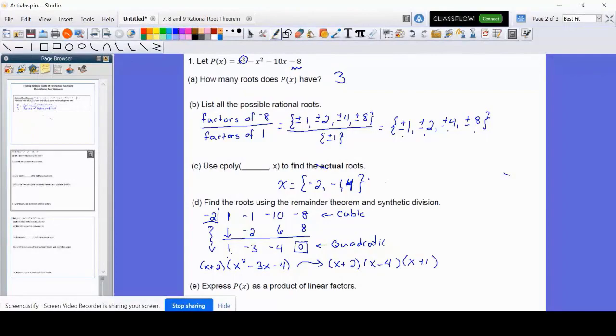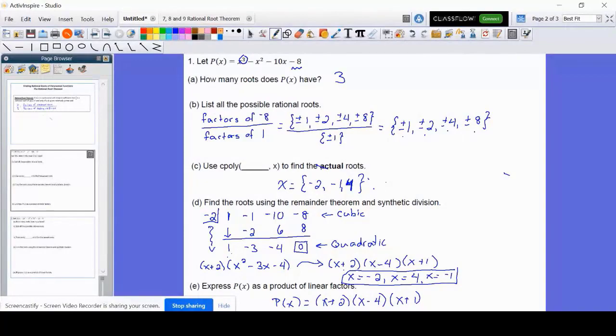So now we've already found p of x as a product of linear factors. We managed to factor it already. And we're ready to find all our roots. The root of x plus 2 is negative 2. The root of x minus 4 is 4. And the root of x plus 1 is negative 1. We have all three roots, and you can write it this way, or you can write it in the set notation like we had before.